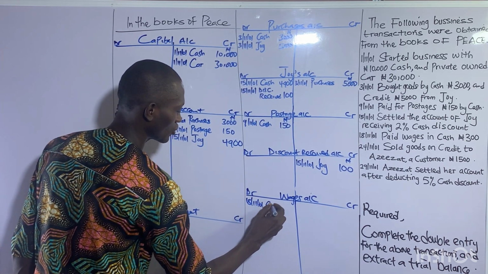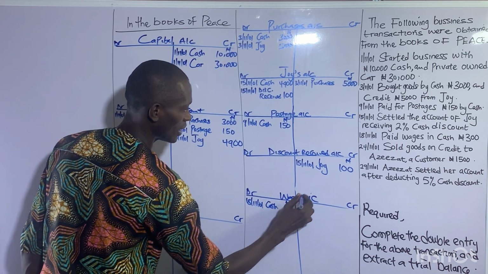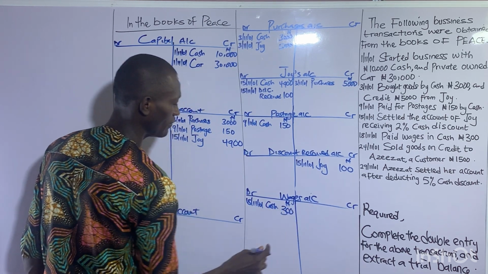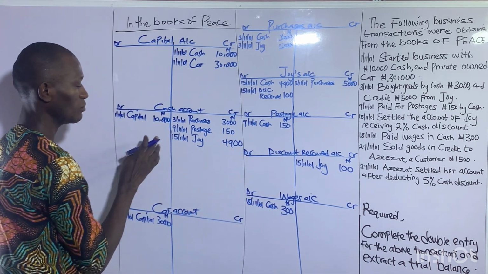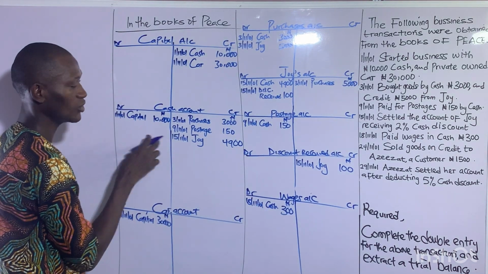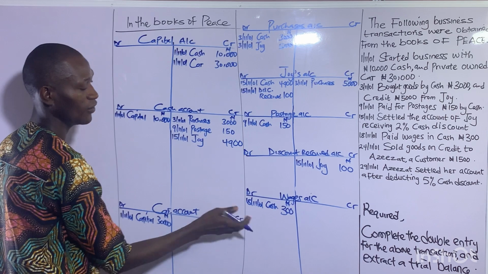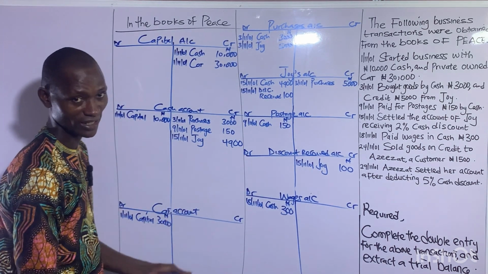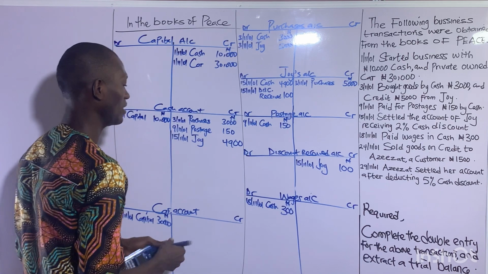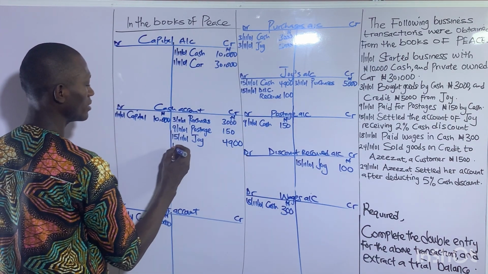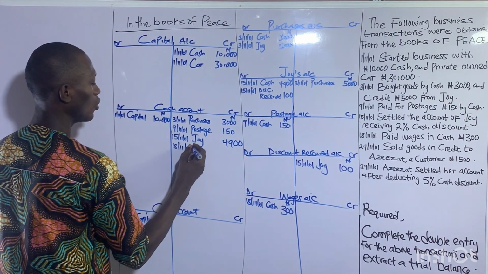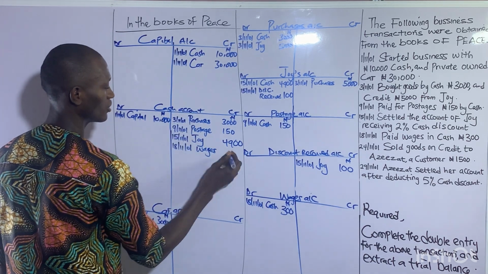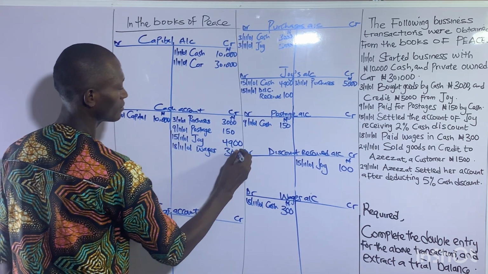The particular will be cash because wages was paid by cash, and that's 300. For every debit entry, there must be a corresponding credit entry, and for every credit entry, there must be a corresponding debit entry. So the same date, 18/11/01, the particular is wages, which was paid for by cash, and that's 300.